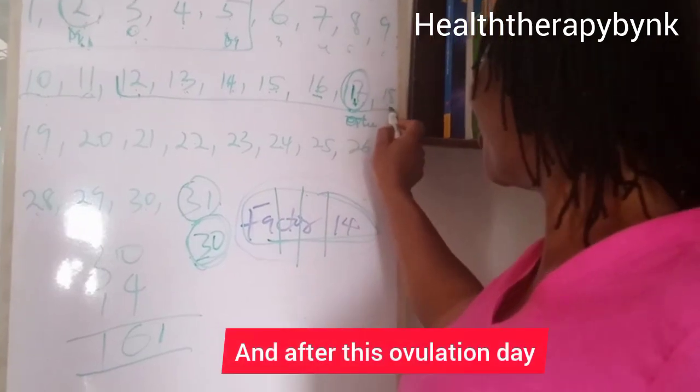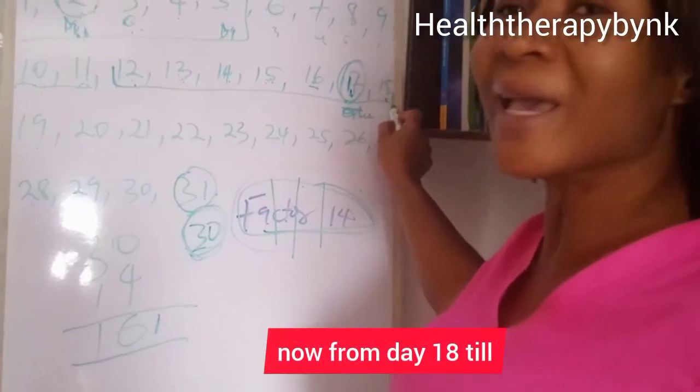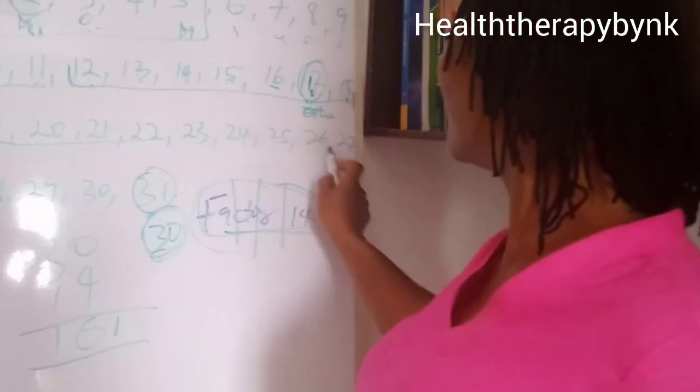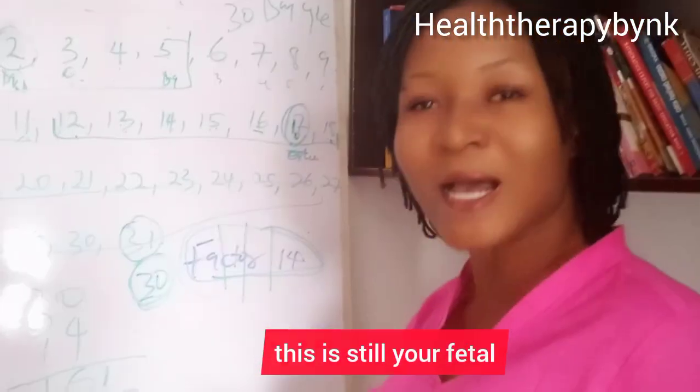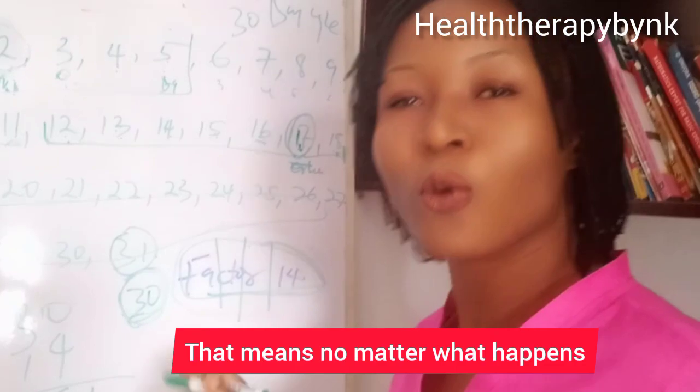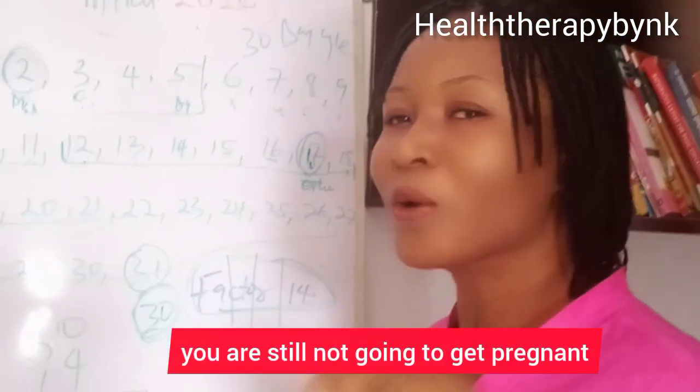And after this ovulation day, from day 18 onward, you see enjoyment. This is still your fertile days. That means no matter what happens, you are still not going to get pregnant.